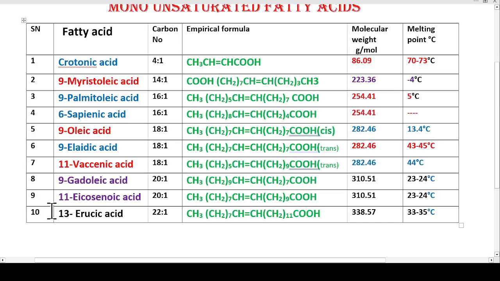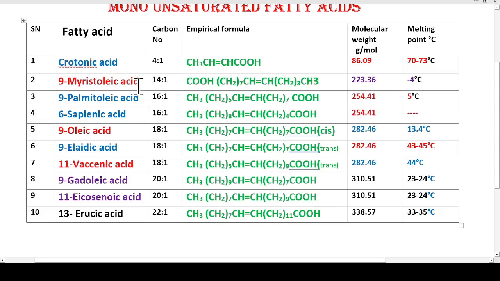Again, the 10th unsaturated fatty acid is erucic acid, the most important monounsaturated fatty acid after oleic acid. It contains a double bond at the 13th carbon and contains 22 carbons. This erucic acid is present in mustard oil, rapeseed and canola oils, which contain more erucic acid. Its molecular weight is 338.57, and its melting point is between 32 and 35 degrees centigrade.